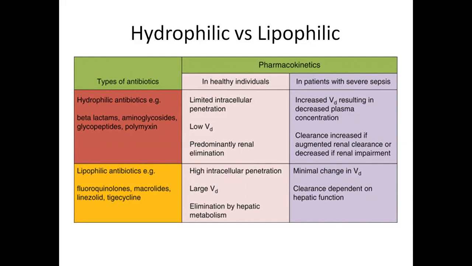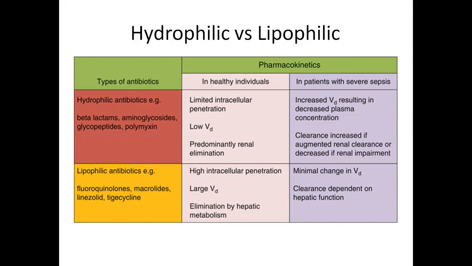So in very sick patients, you need to have this pharmacokinetic knowledge, because two things can happen. They can have AKI, or they can have augmented renal clearance. In augmented renal clearance, in sepsis, you need to increase the dose. You cannot give the same dose that you give routinely for healthy individuals.